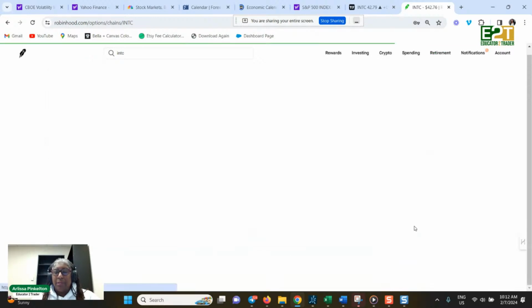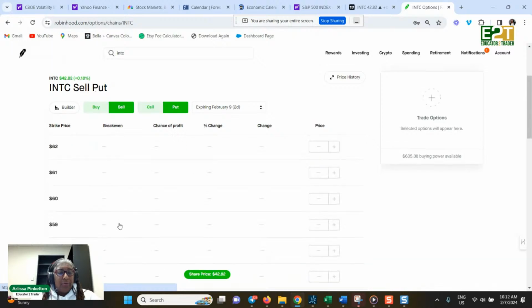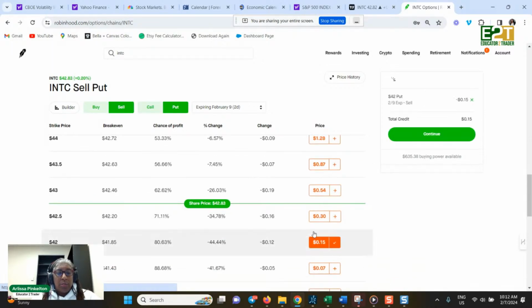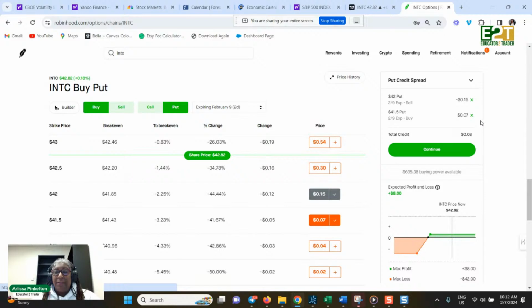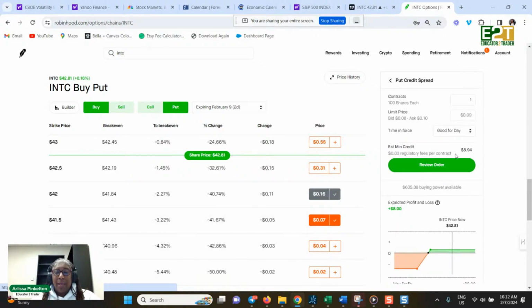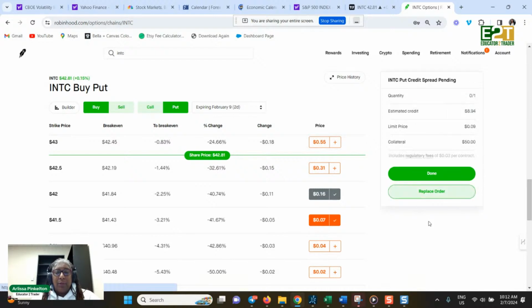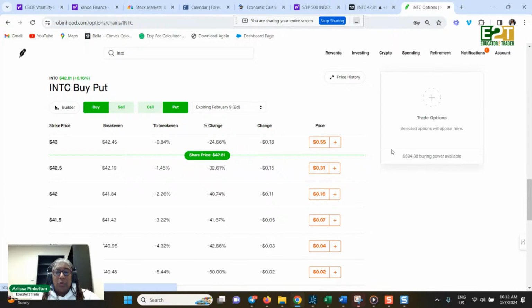Okay, you want to trade options. Selling a put credit spread, we said 42. Sell leg is 42. Your buy leg on the put is 41.5. This is going to pay about $8. Robinhood, not so bad. I'm going to review the order and submit it. Maybe one of these will pick up and then I can show you what we're doing.